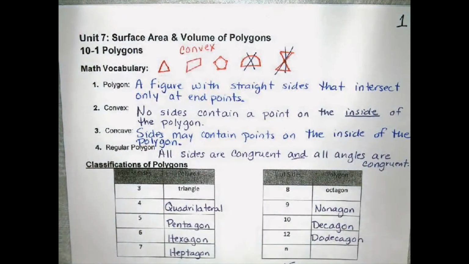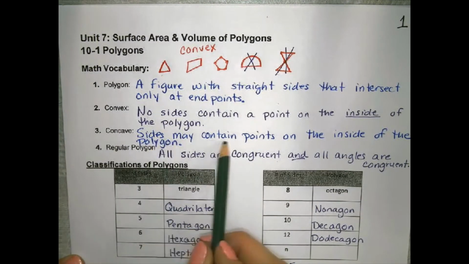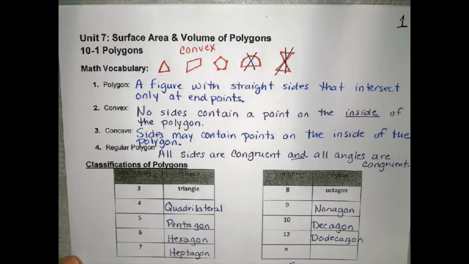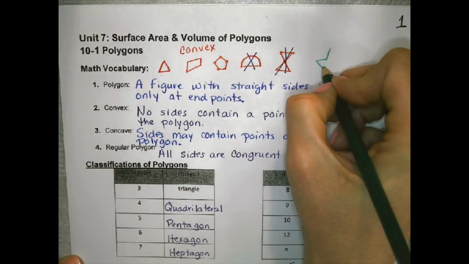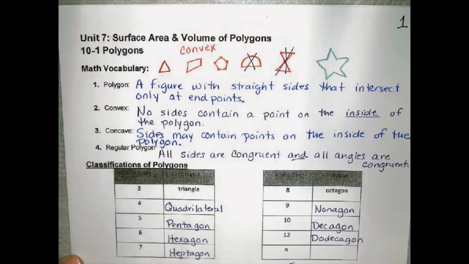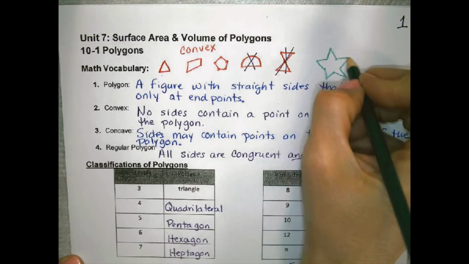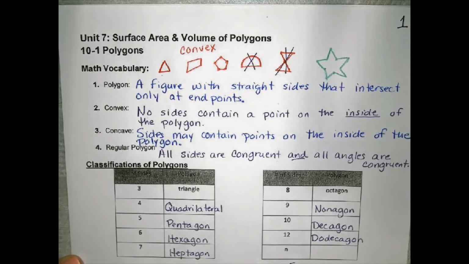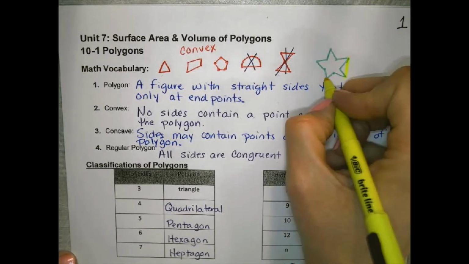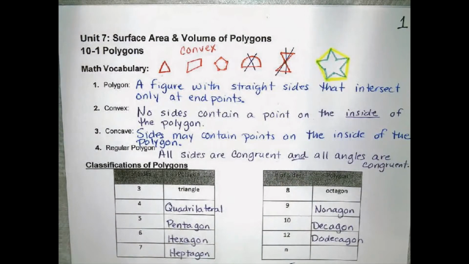Some other shapes I could have are concave. These contain sides that may have points on the inside of the polygon, and yet they still count as a polygon. So for example, I have the star shape, in which I have all straight sides. They all intersect at an endpoint. However, if I were to connect the outermost points of this shape, I would find that I have points inside. So in other words, if I were to connect these, I would find that I have sides inside the polygon. That is a concave polygon.